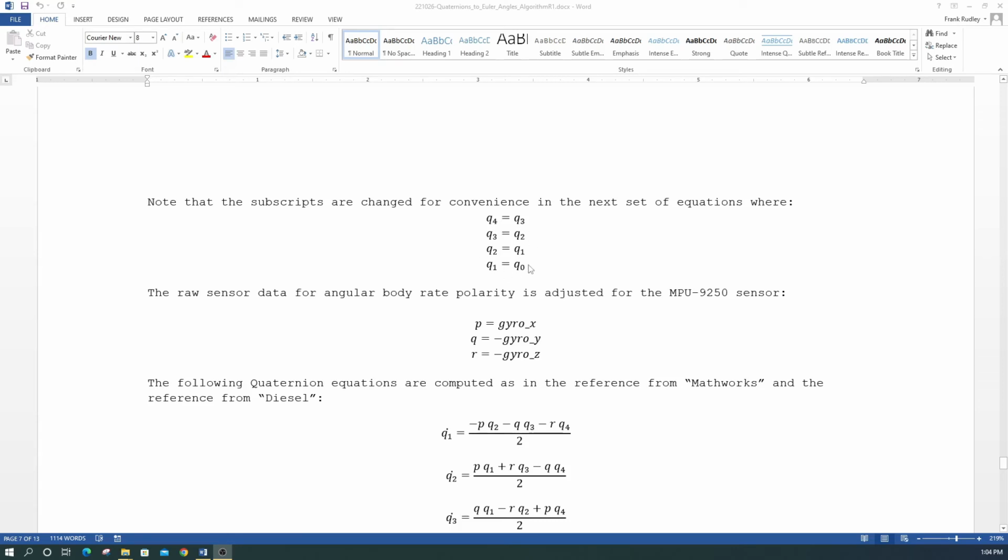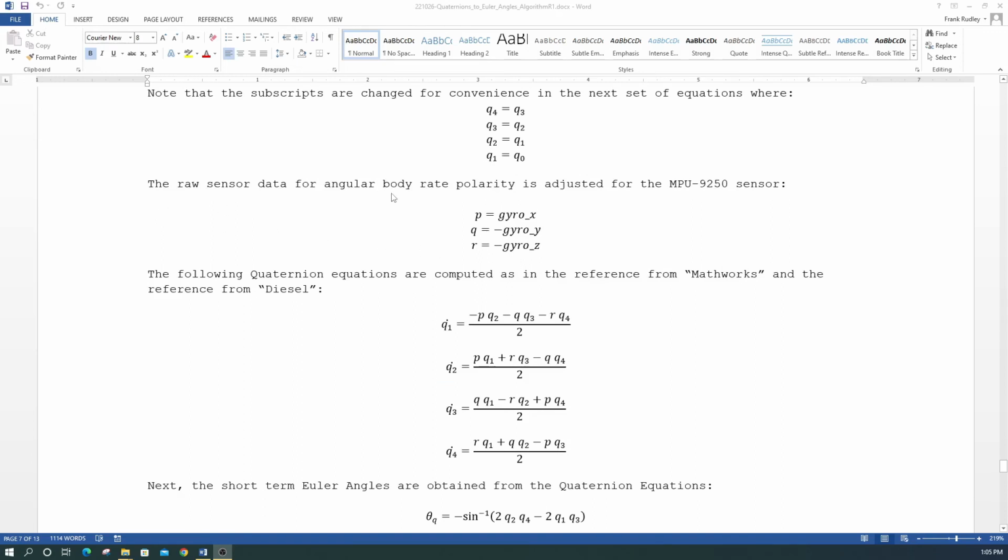So this represents the processing I did. For convenience, I changed the subscripts. I did this because I've seen this done with other equations before, where instead of using Q3, Q2, Q1, and Q0, they use Q4, Q3, Q2, and Q1. So just for convenience, I incremented these subscripts. You don't have to do that, but I did it because I've had other books where they look at the quaternions as K4, K3, K2, and K1.